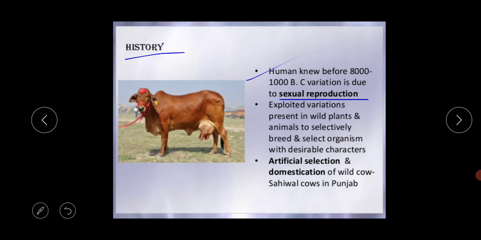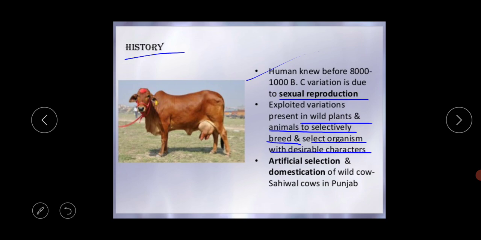They exploited variations present in wild plants and animals to selectively breed and select organisms with desirable characteristics. This is also called artificial hybridization. You have already studied artificial hybridization. So what happened in artificial hybridization?